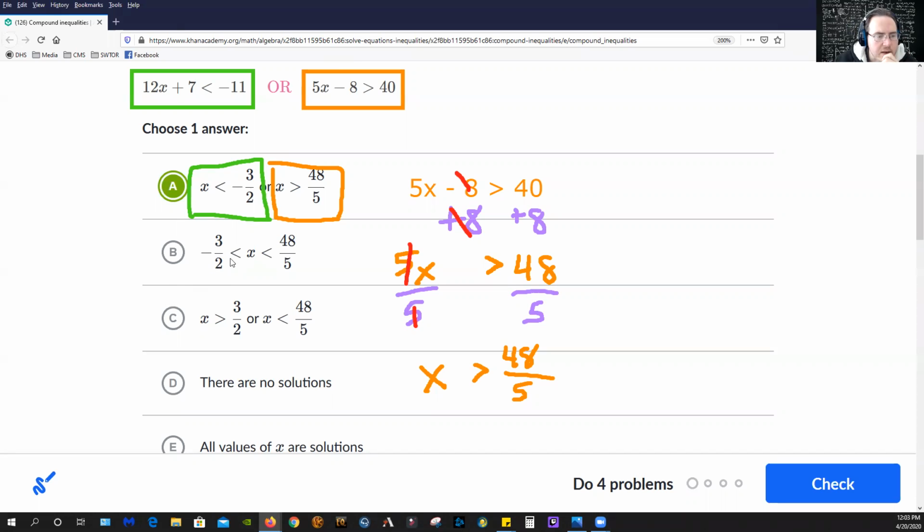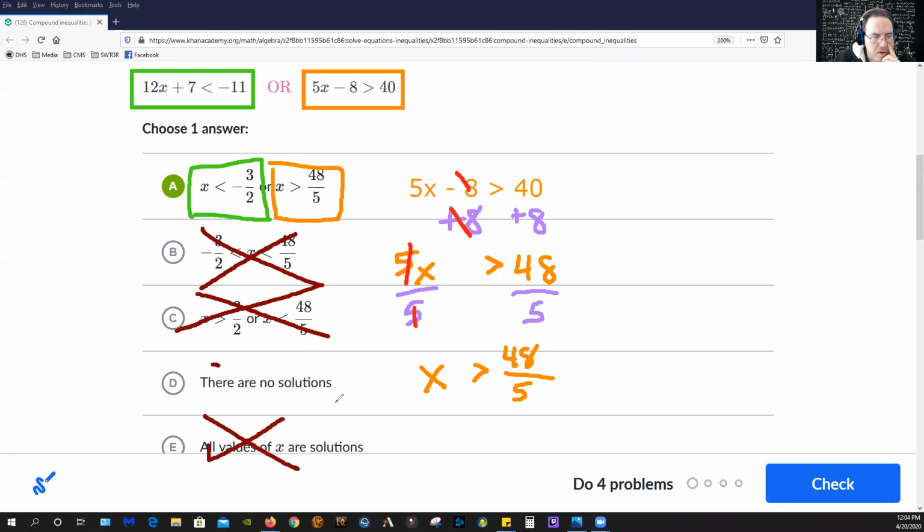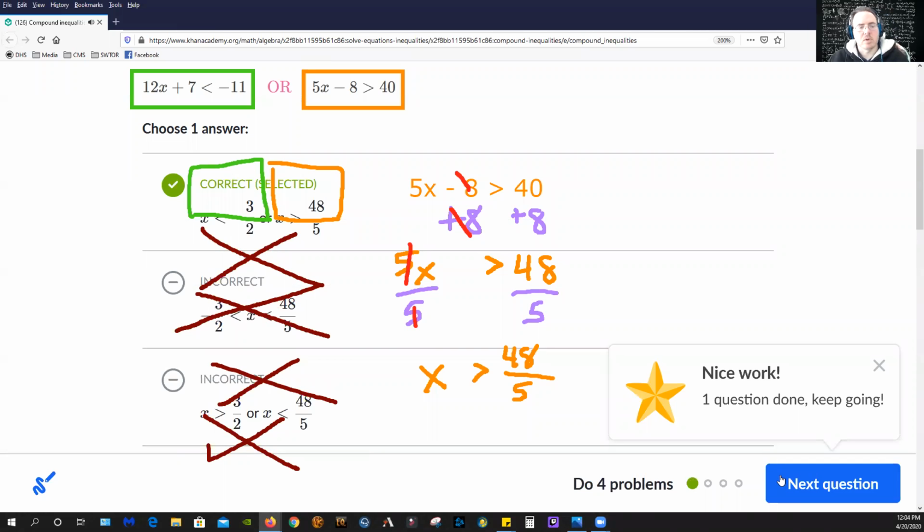Let me see if any of these others line up. It's always good to double check all your answers. So x is greater than 3 over 2. No, I don't like that one at all. x is greater than negative 3 over 2. Nope, that's not it either. It can't be all, it can't be none. Okay, so I'm just going to stick with that and see what happens. Yeah, okay, it came out right. Sweet.